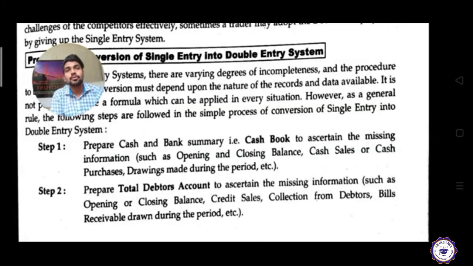Missing information के लिए हम लोग को cash book summary बनाना पड़ेगा, such as opening and closing cash balance, cash sales or cash purchase, drawings made during the period, etc. Under step 2, you should have to prepare total debtors account to ascertain the missing information. और missing information इसमें क्या हो सकता है, such as opening and closing balance, credit sales, collection from debtors, bills receivable during the period, etc.